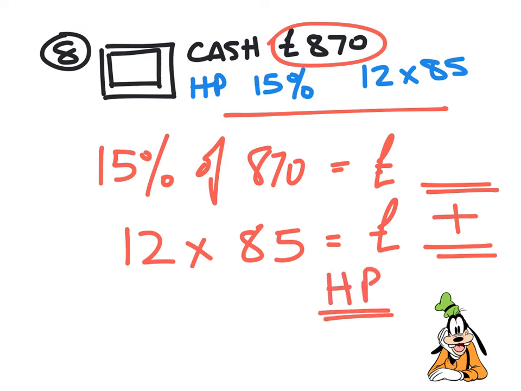And then what did the question actually ask? The question asked how much will she save? Well, once you know this answer, you know the cash price up here is 870. So you take this answer and do a subtraction to get how much money she saves. Okay.